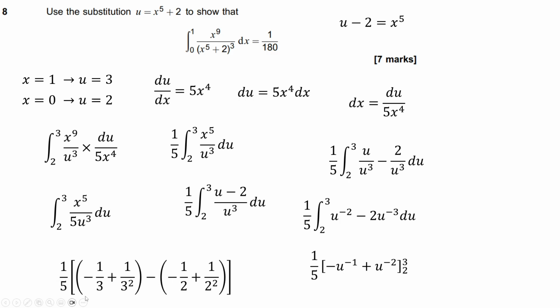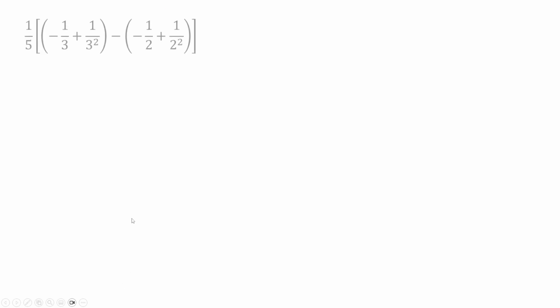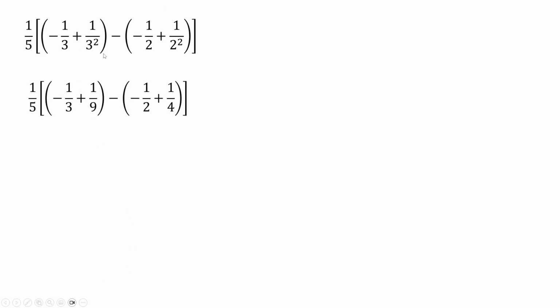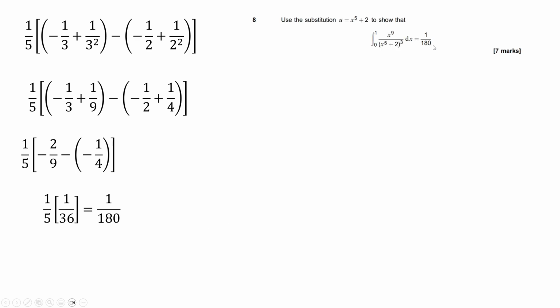Okay, the 5th remains on the outside. Just simplify it slowly. It's a show that question, so you do want to show every single step. You'll get down to this. Eventually this becomes 1 over 36. So a 5th times by 1 over 36 is 1 over 180, which is what we wanted to show.